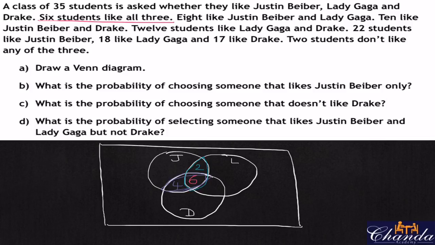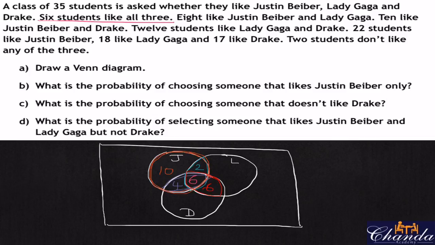And the next 12 students like Lady Gaga and Drake. So you might have already guessed, that is the intersection right there. So 12 like Lady Gaga and Drake, so that can be filled with a 6, because 6 plus 6 obviously gives us a 12. Then, let's use the information now. So we have 22 students that like Justin Bieber. So let me use a different color. So that is the entire Justin Bieber circle there. That's 22 students right there. So we need to make sure that 6 plus 4, 10 plus 2, 12 are already accounted for. So we need another 10 students to go into this portion here.